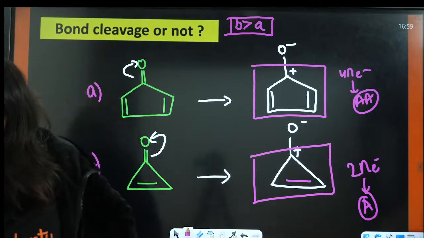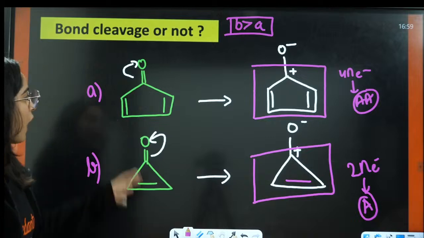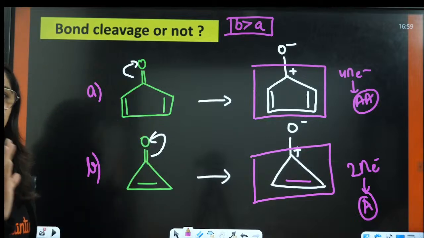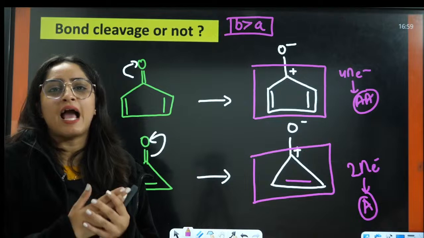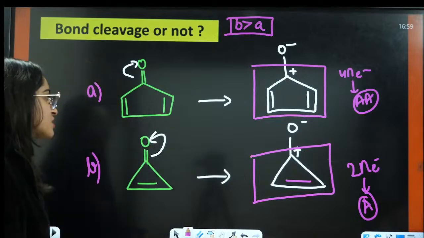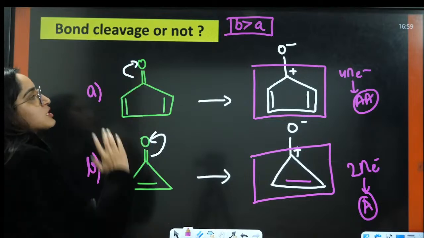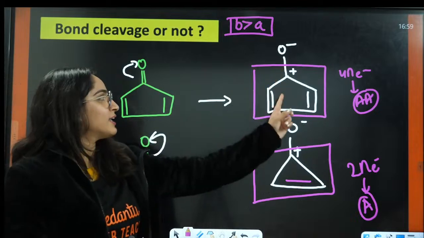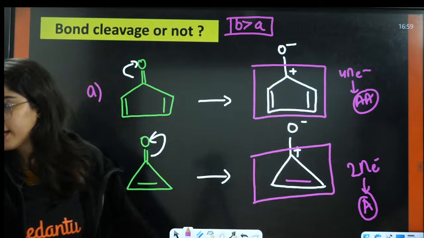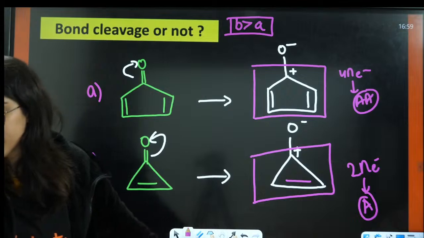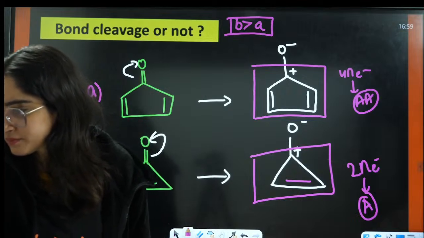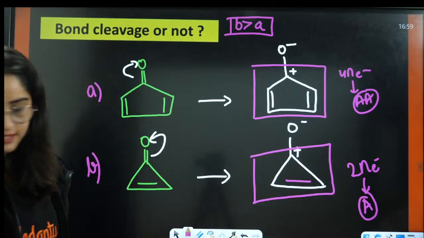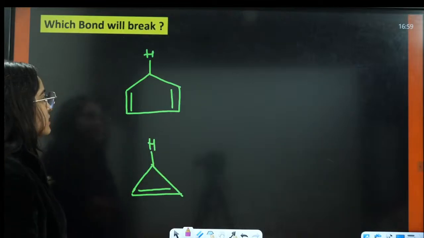Understood everyone here? How do we proceed with this question? If they have asked you which reaction will be fast and the structures are like this, just cleave this bond and draw the structure and then calculate which is aromatic, which is anti-aromatic. Understood everyone? Okay. Next.